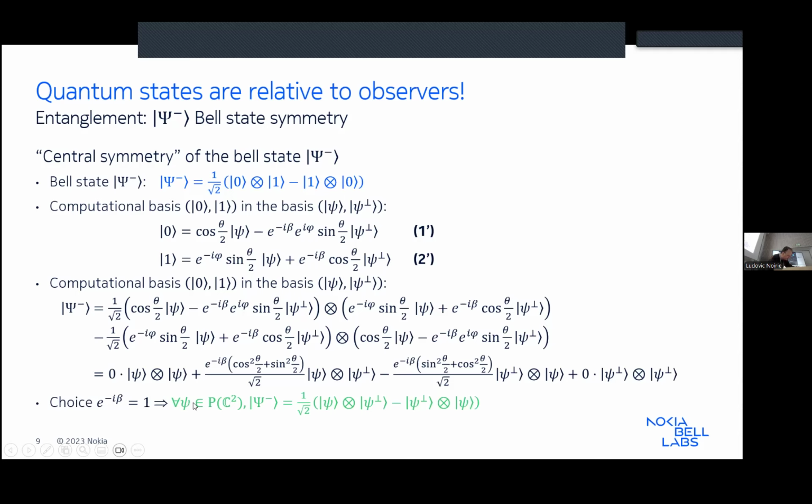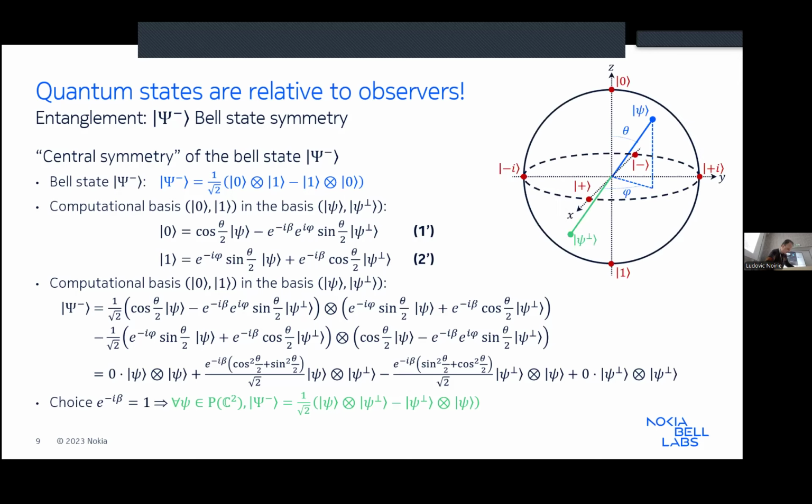say that whatever the quantum state we choose in Hilbert space representing the qubit, psi minus can be expressed in a very nice shape, 1 divided by square root of 2, psi psi-orthogonal minus psi-orthogonal psi. So we first have 0, 1, minus 1, 0, but in fact, you have it for any choice of the quantum basis. And so we have a psi.